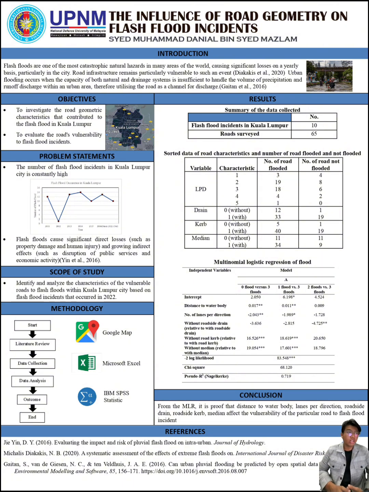Urban flooding occurs when the capacity of both natural and drainage systems is insufficient to handle the volume of precipitation and also the runoff discharge within an urban area. Therefore, the precipitation water is utilizing the road as a channel for discharge, according to Gaitan in his research in 2016.